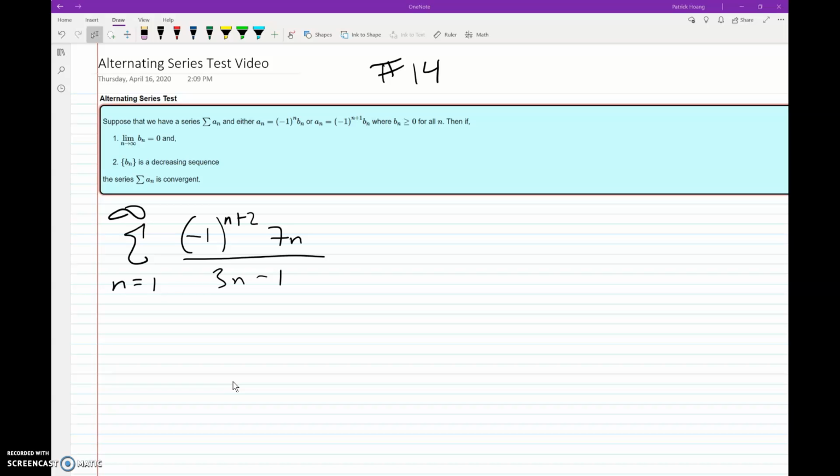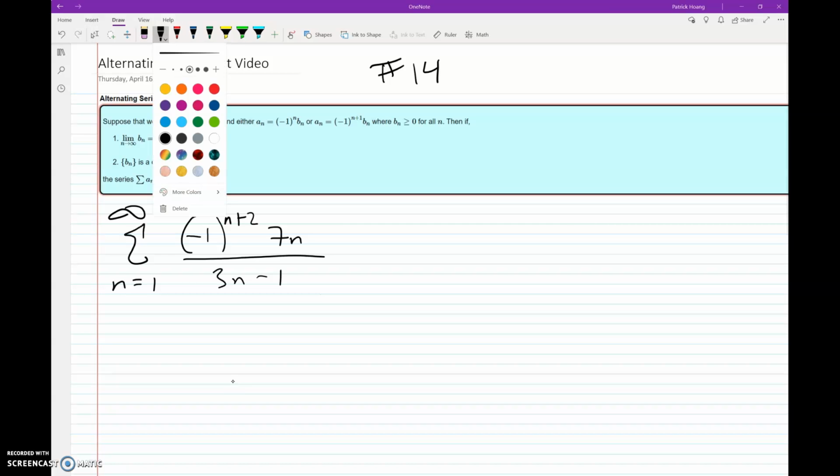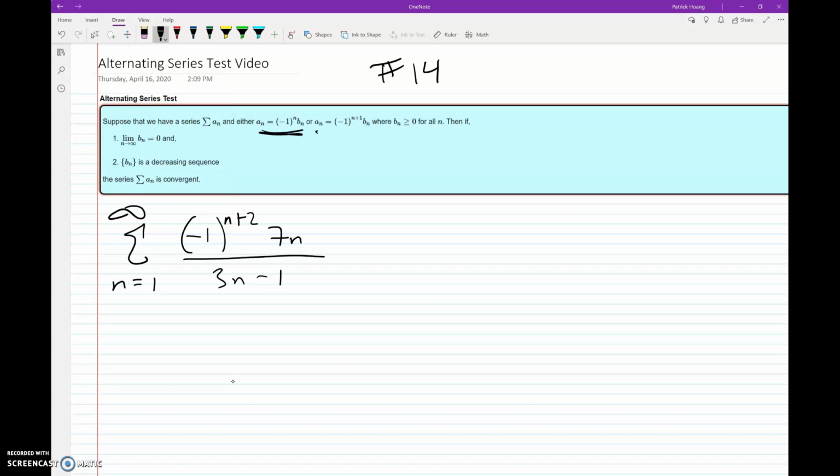This is pulled directly from Paul's Online Notes, so hopefully you guys are looking at that as a resource. Suppose that we have a series a sub n, and either a sub n looks like this, or a sub n looks like this. So (-1)^n times something, or (-1)^(n+1) times something. An important thing to keep in mind is we have to make sure b sub n, the something, is greater than or equal to 0 for all n.